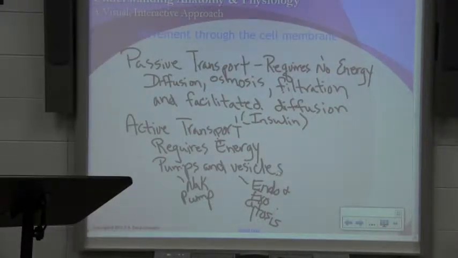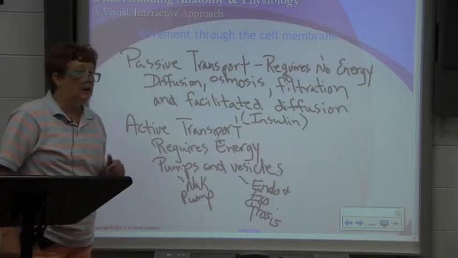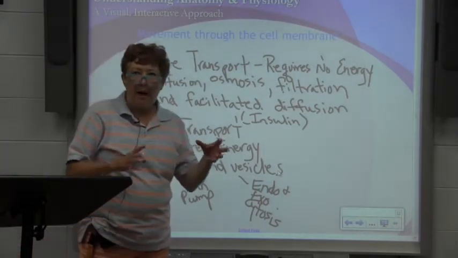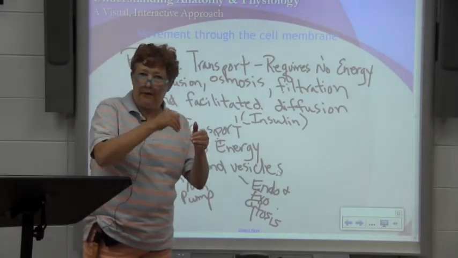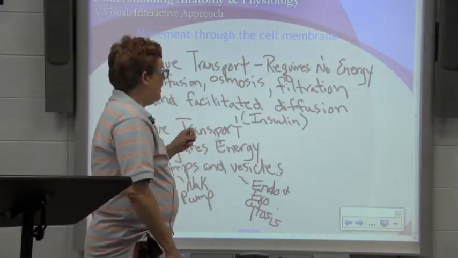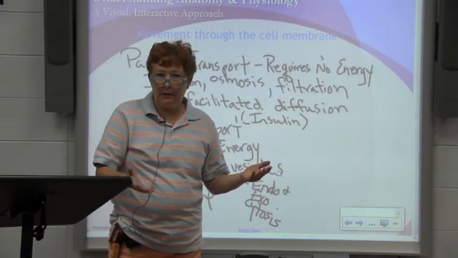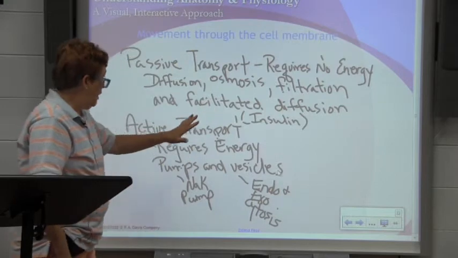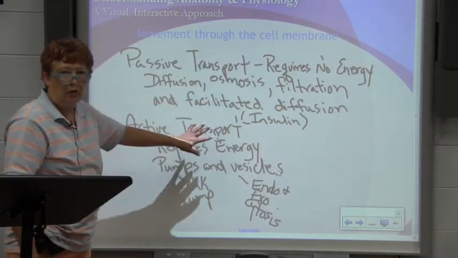The next thing that we're going to talk about is movement through the cell membrane. You know, I showed you that that's a bilayer with proteins that allow the channels to move through, but the channel will only allow some things and not other things, which makes it semi-permeable. Okay, so there are two main categories of transport.